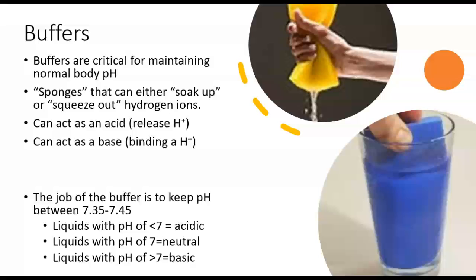So what are buffers? When you think of a buffer, you should associate it with a sponge. Just like a sponge, a buffer can either soak up extra hydrogen ions to help keep that pH normal, or you could sort of squeeze the sponge. A buffer can release hydrogen ions if that's what's needed to keep a pH normal. So in a sense, they can act either as an acid releasing a hydrogen ion or act as a base binding a hydrogen ion. But the job of the buffer is to keep the pH between 7.35 and 7.45.